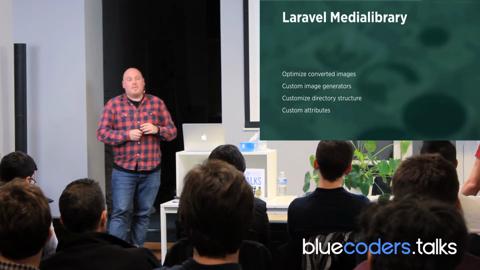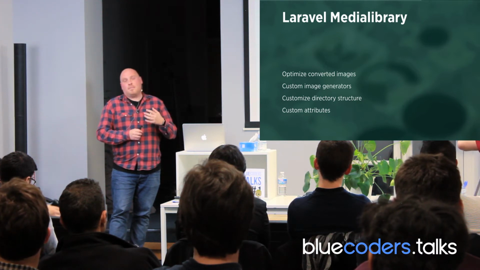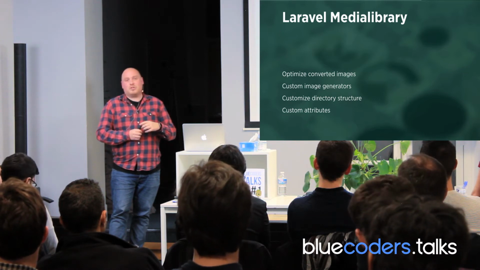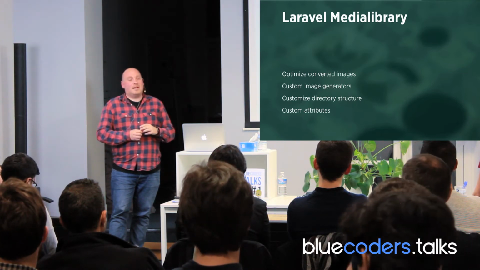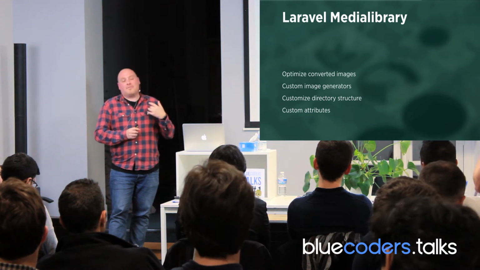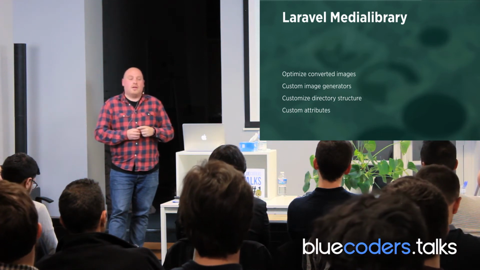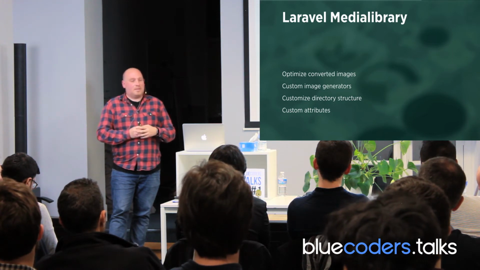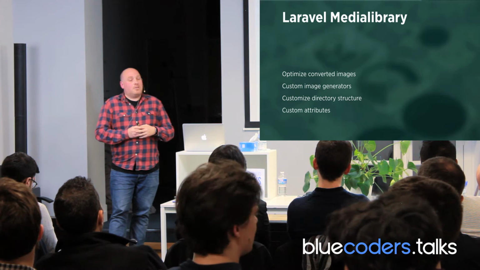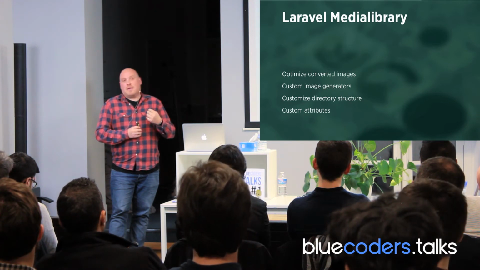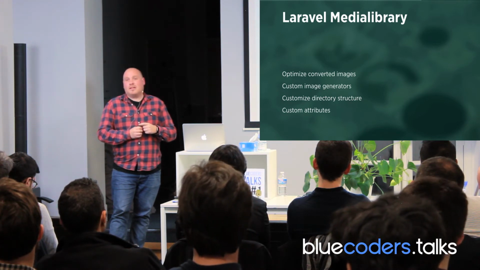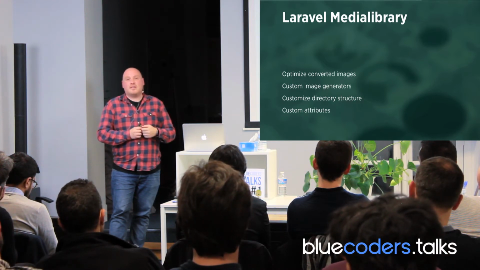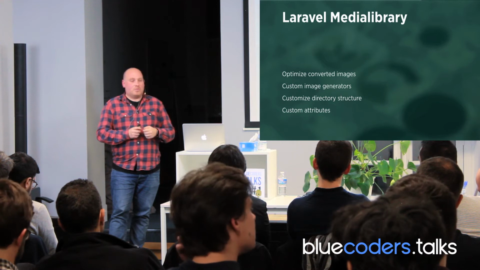By default, the media library also has a very specific structure in how it will store the files. It will just use the IDs of the media object. But if you want to have another structure in your media library, you can do so. I'm going to demo that in a little bit. And you can also add custom attributes to your media. If you have some metadata that should be saved along with the asset, media library makes it easy to do so.